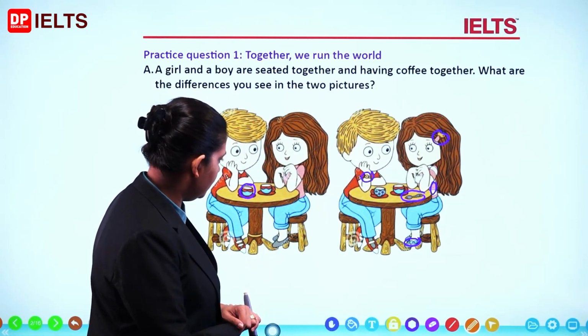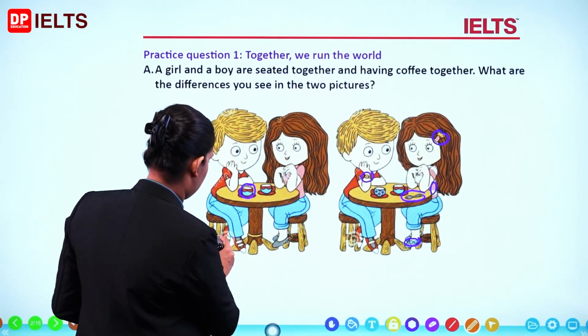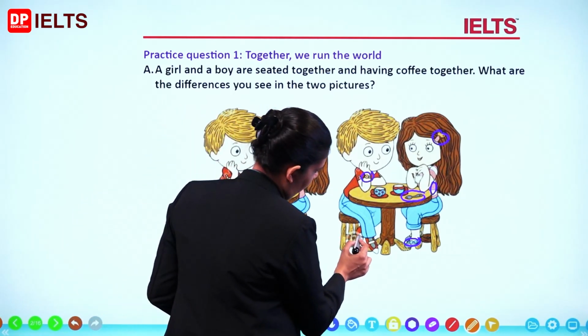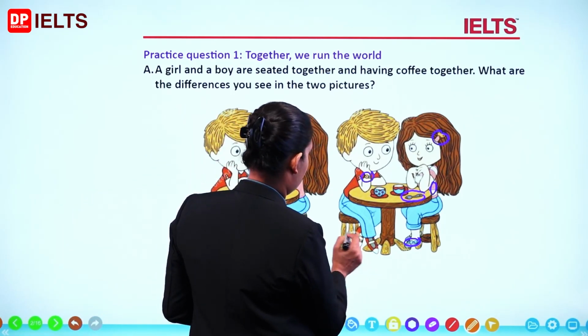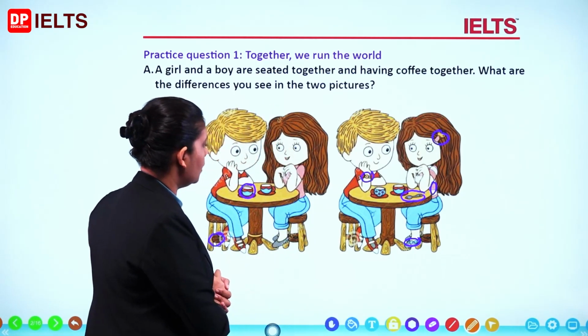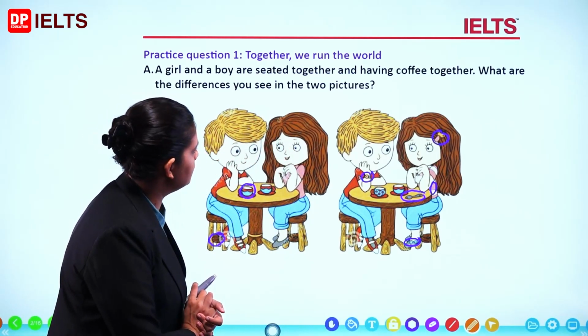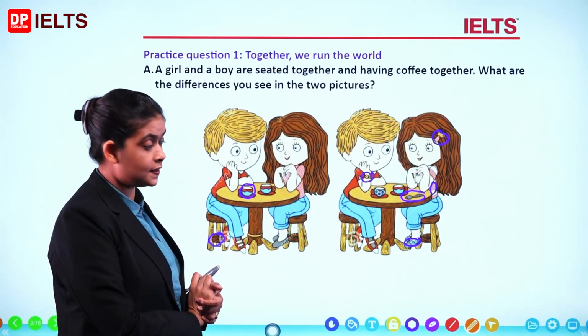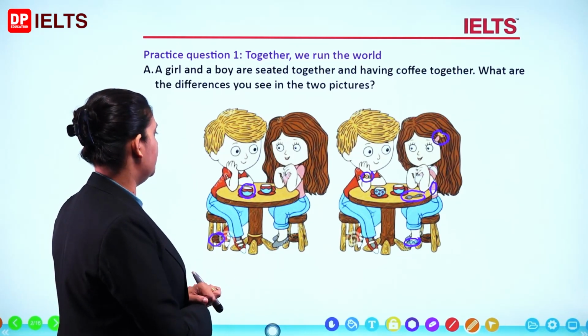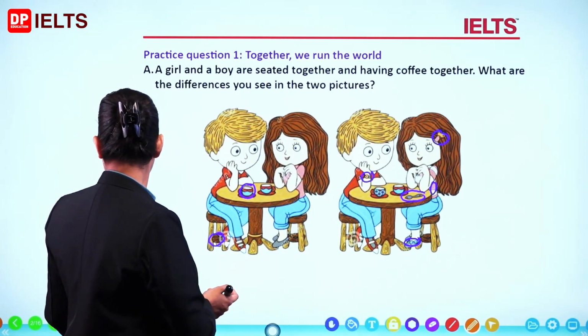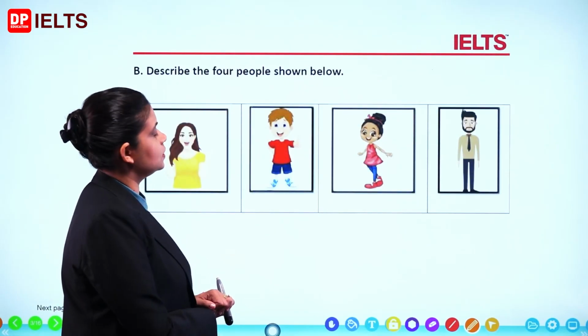Right? I think we've got it. And then of course the table. Here you don't have that kind of one. Okay. So I think we have identified the differences. Right? Let's have a look at the next question.